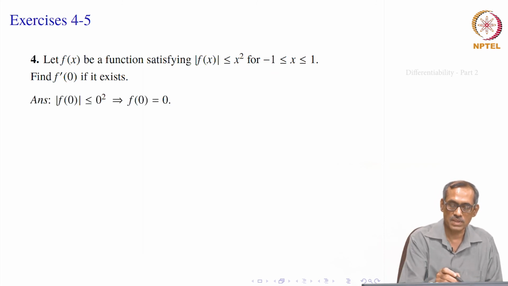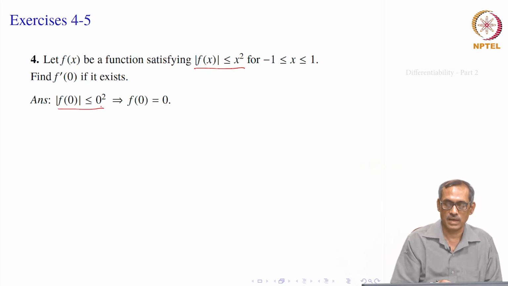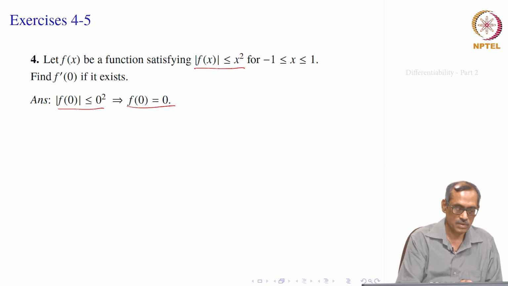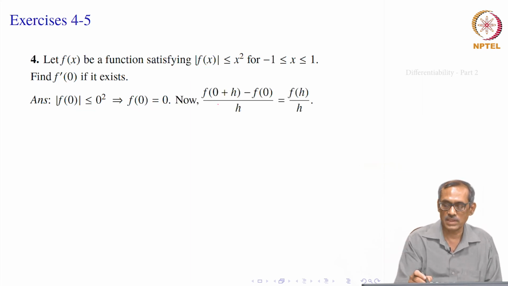First, for the ratio we must find f of 0. How to get f of 0? From this inequality it says f of 0 must be less than or equal to 0 square. So, that means f of 0 equal to 0. Now, we should start with f of 0 plus h minus f of 0 by h. Since f of 0 is 0, it is just f of h by h.